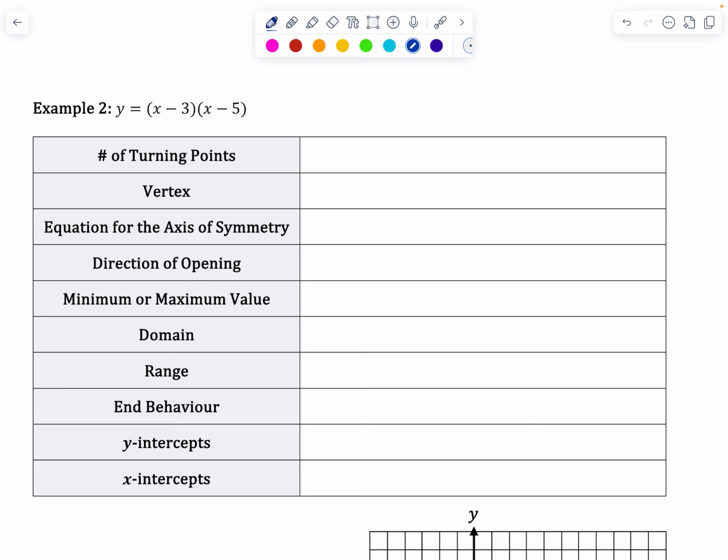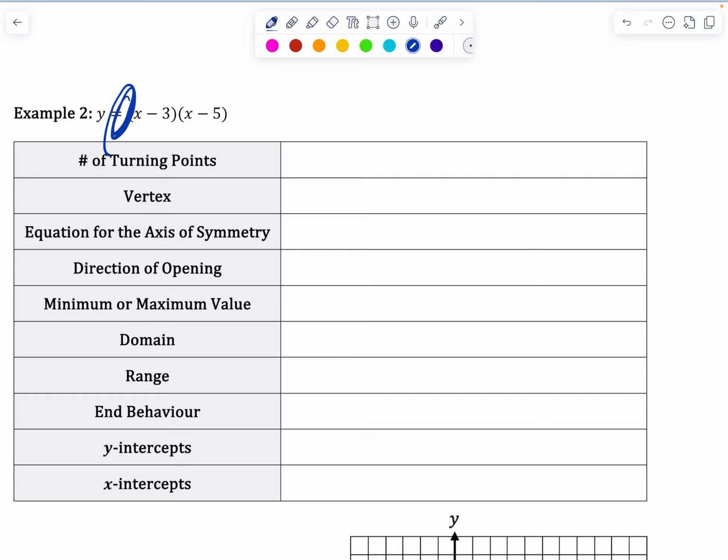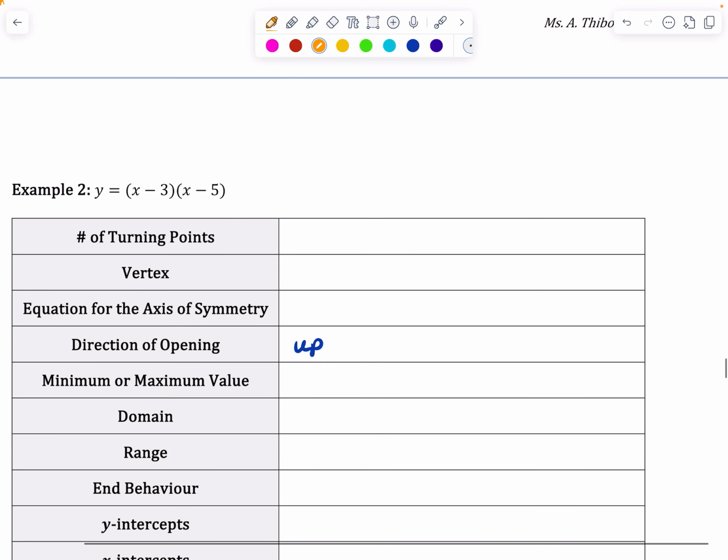So for starters, this a value out here is positive. There's an invisible 1 out there. So positive means we know this thing is opening upward. And because it's opening upward, in our head it's doing something like that, maybe. That's probably not accurate based on the x-intercepts that we'll find, but it's that kind of vibe. And with that vibe, it does have an absolute lowest point. So we know if it opens upward, it has a minimum.